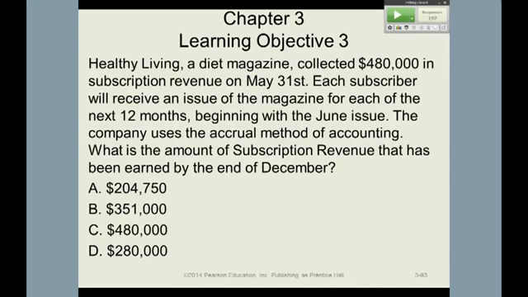We have a company, it's a magazine company selling subscriptions in advance. So they collected 480 of subscriptions on May 31st, and it's for a 1-year subscription or for 12 months. The company uses the accrual method, and what is the subscription revenue at December, essentially, when they report in December. So you would have to come up with the revenue that they're going to report from the end of May or June 1st through December.